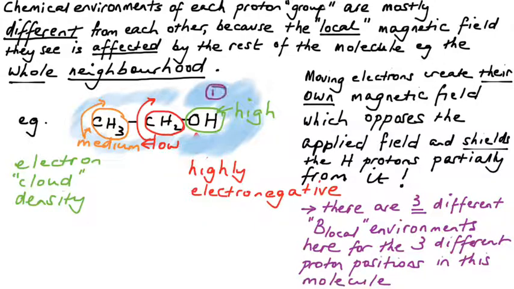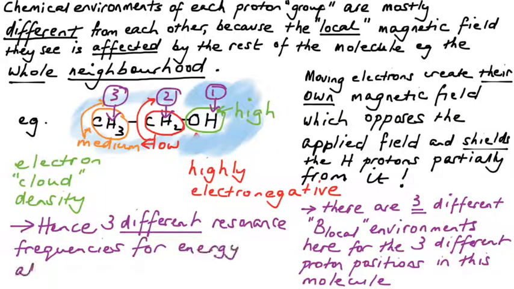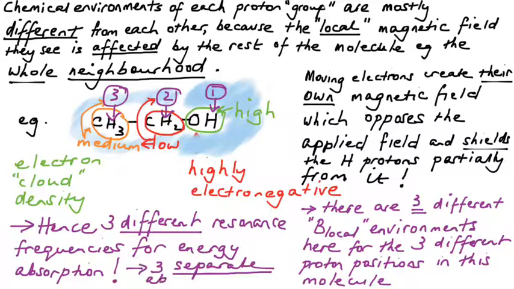Let's have a look. There's number 1, that proton attached to the oxygen. There's number 2, those 2 protons attached to that middle carbon. And there's position number 3, those 3 protons attached to that methyl carbon, that methyl group. You getting it? Hence, 3 different resonance frequencies, and that's why NMR works, okay? Pretty exciting, eh? Yeah, 3 different absorption peaks.